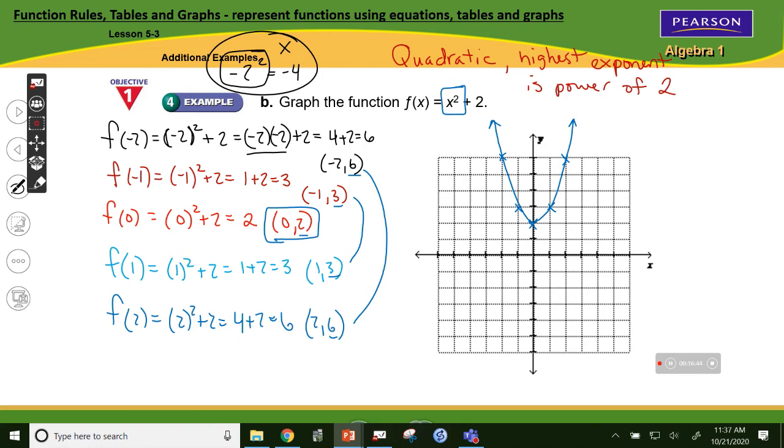That power of 2 means that as things get larger, they're going to grow even faster than they did when they were smaller. 1 squared is only 1. 2 squared is only 4. Right? That's a difference of 3 between 1 and 4. But now when I do 3 squared, that's 9. That's a difference of 5 from 4 to 9. So you're talking about a more rapid growth rate as you get further and further away from that vertex. This point in the middle here, again, is called the vertex. So that's a quadratic function.